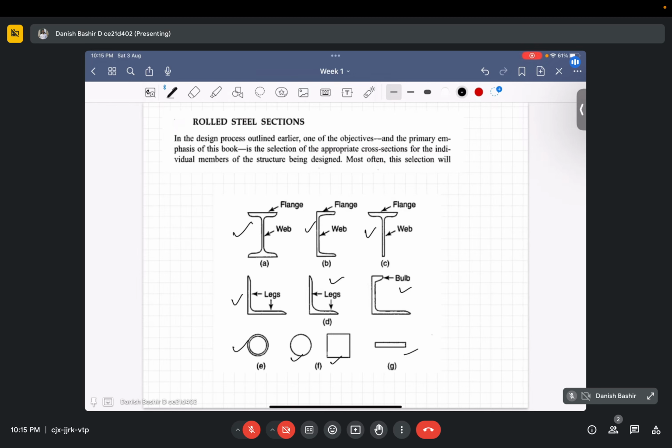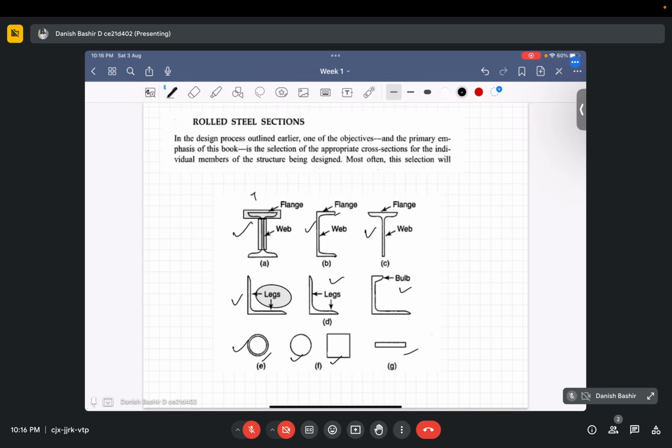So in I sections, you already know from design of reinforced concrete structures that this portion is called the flange of the I section, and the middle portion is called the web of the I section. Okay, this is clear to you guys. And in C section also, the upper and lower parts are known as flange, and the middle part is known as web. Okay, flange and web. And in angle section, these are known as flange, these are known as legs. Keep that in mind.